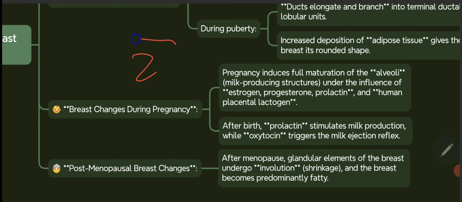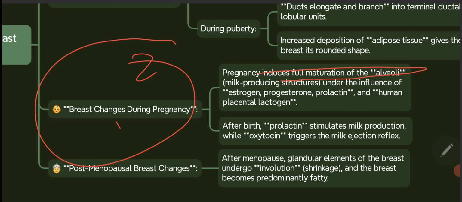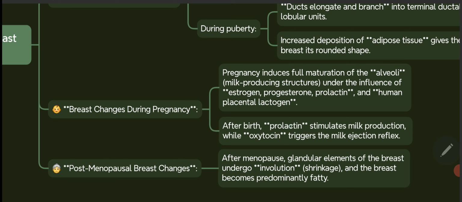There are 2 points regarding the breast changes during pregnancy. The first part is that it induces full maturation of the alveoli. Prolactin, progesterone, estrogen and HPL will cause milk producing structures. After birth, prolactin stimulates milk production. Oxytocin triggers the milk ejection.